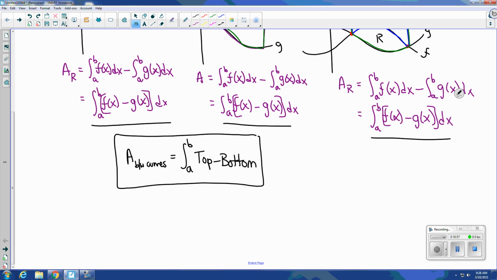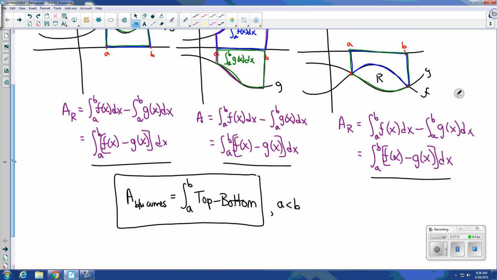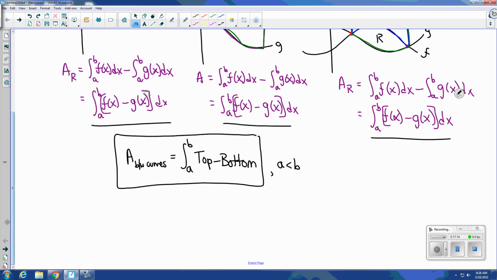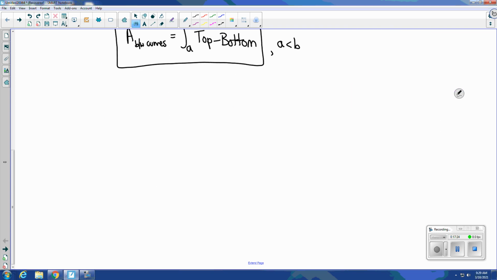We should make a note that when we're integrating top minus bottom for that interval a to b, we have to make sure that a is less than b, right? So we want to integrate in the correct direction to utilize this general formula for area between curves. That's really all there is to it. You just integrate from a to b the top function minus the bottom function, and we saw the three different scenarios that could occur. But now let's make some additional considerations that you may need to implement when solving a problem that asks you to do this.